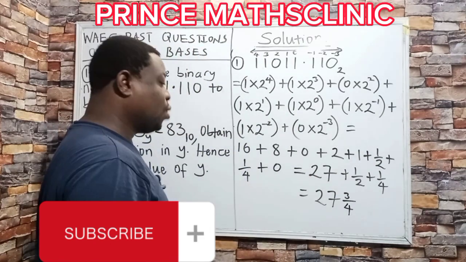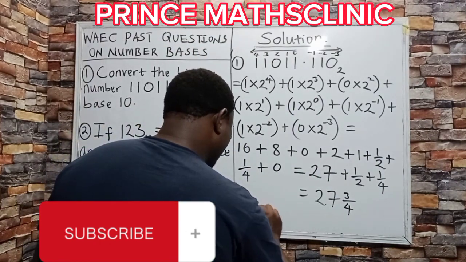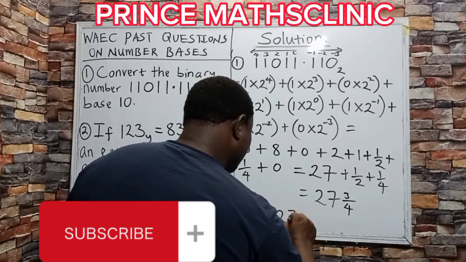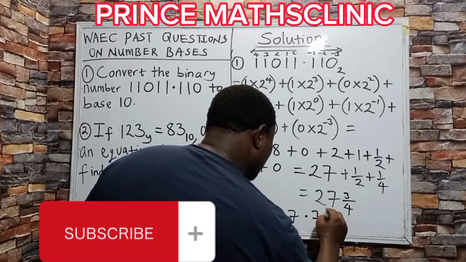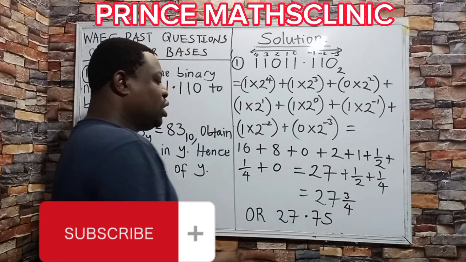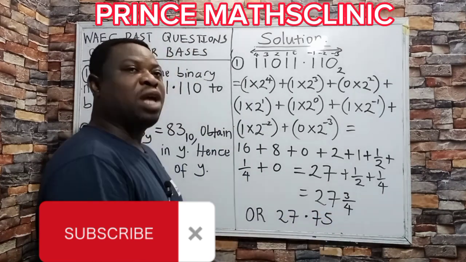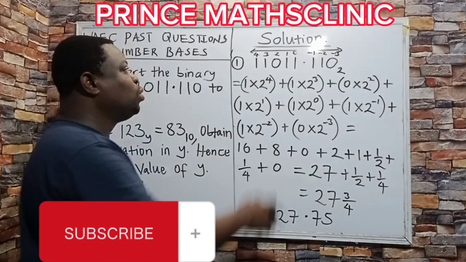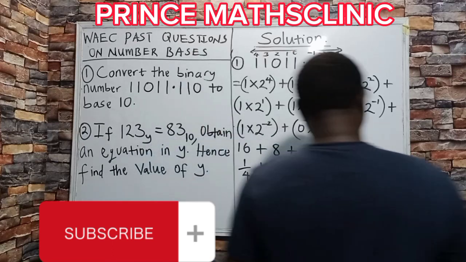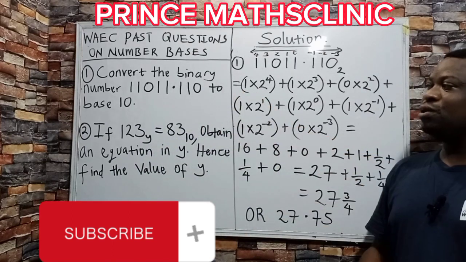This is the result, or you can leave it in decimal form. 3 over 4 is the same thing as 0.75. So I'll just put 0.75. If you want it in decimal form, here it is. And if you want it in fraction, here it is. So this is the solution to our first question.